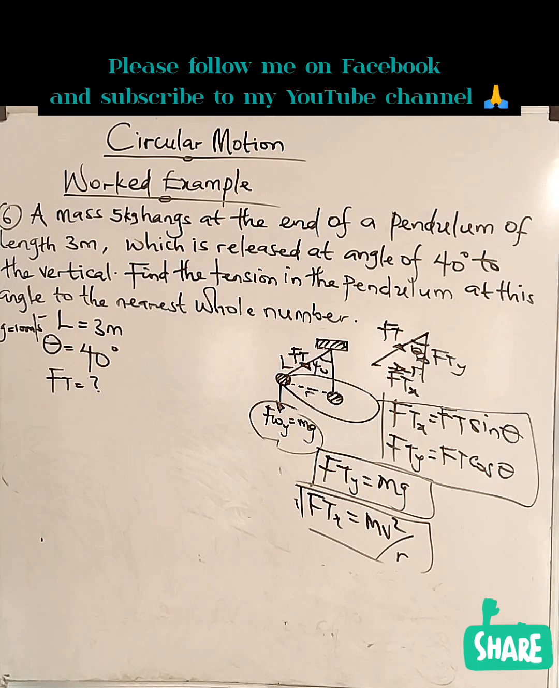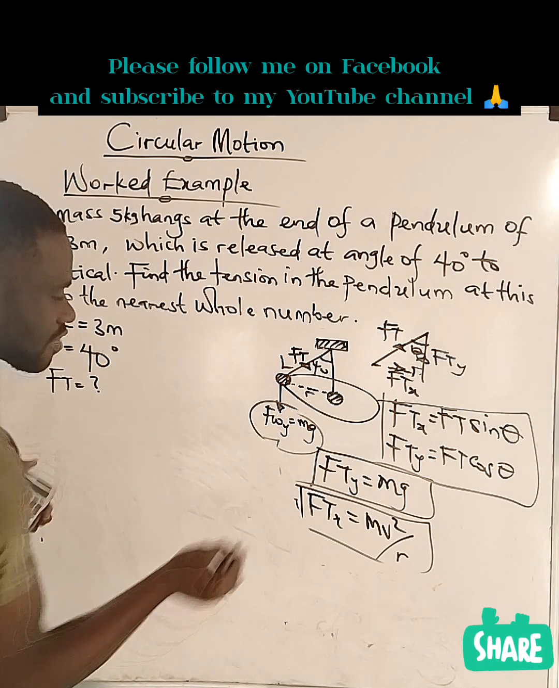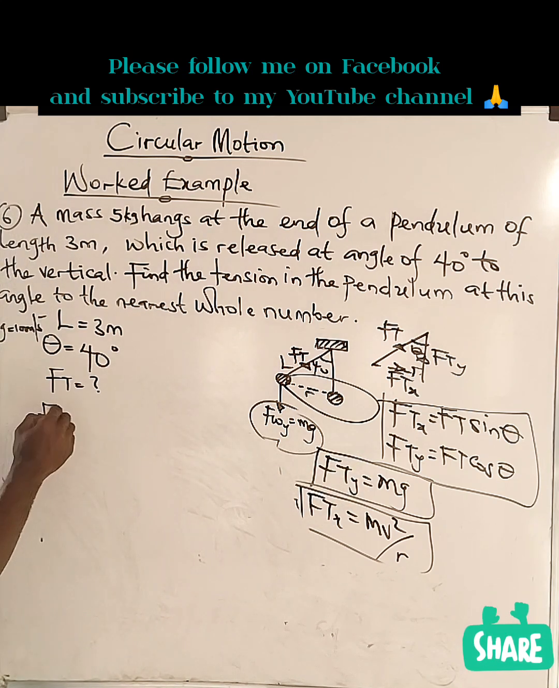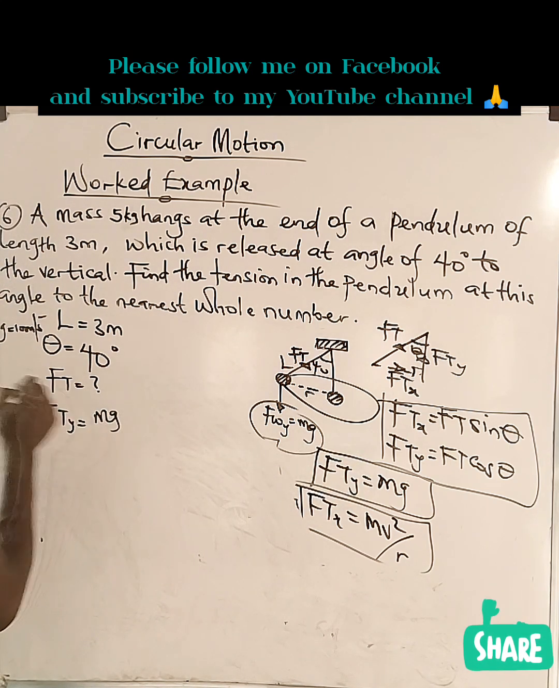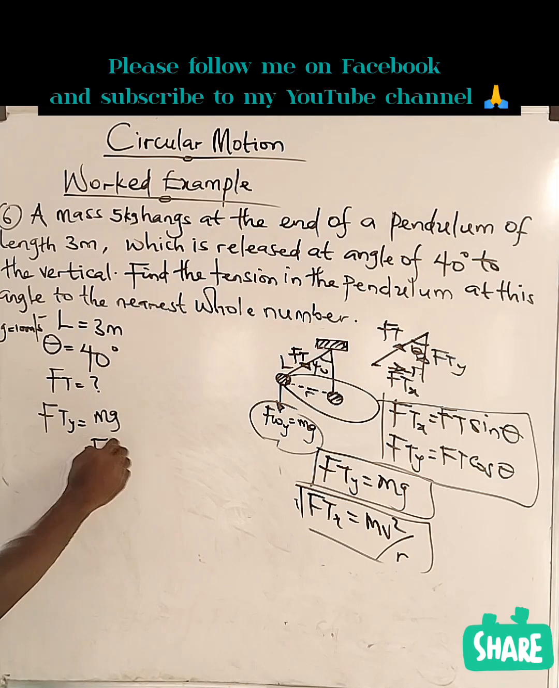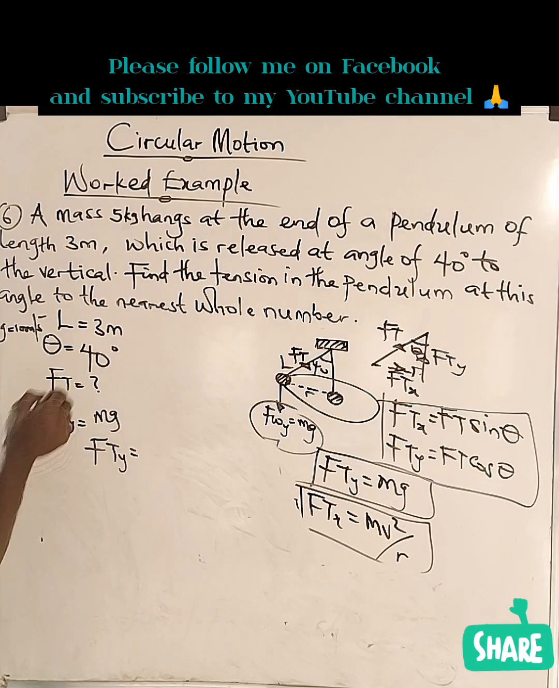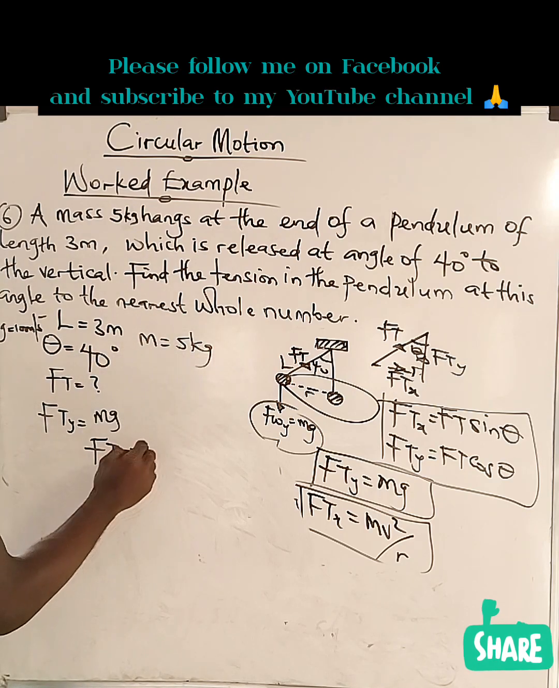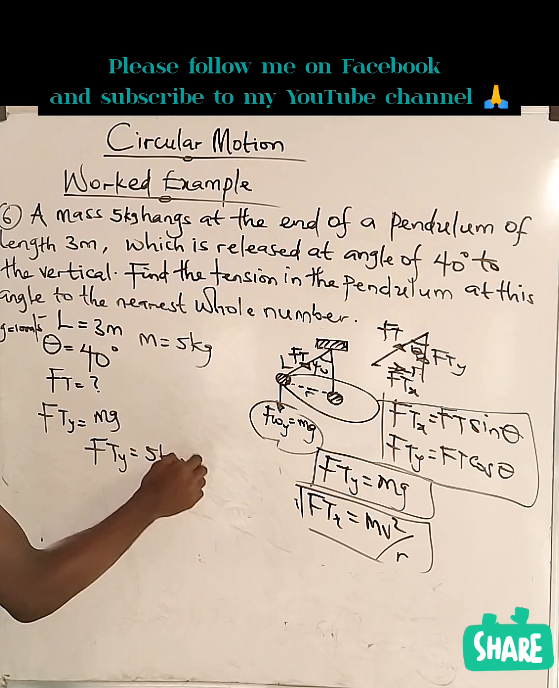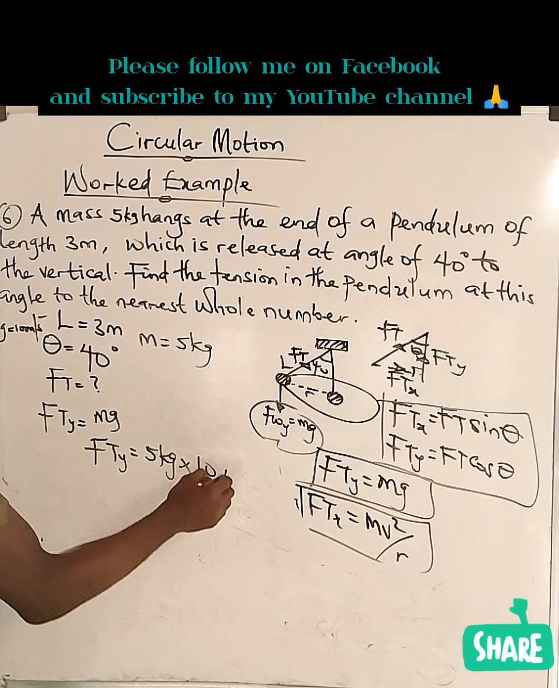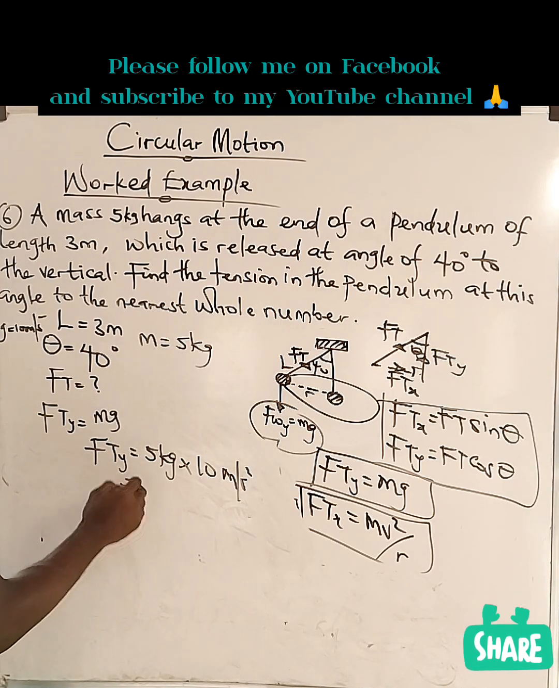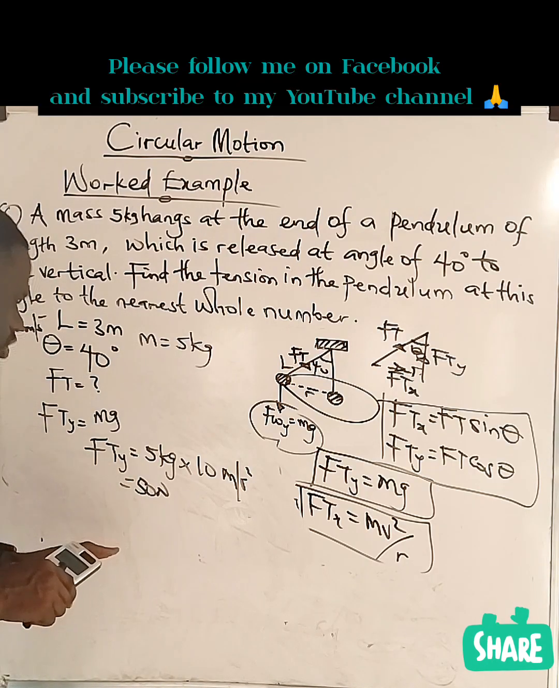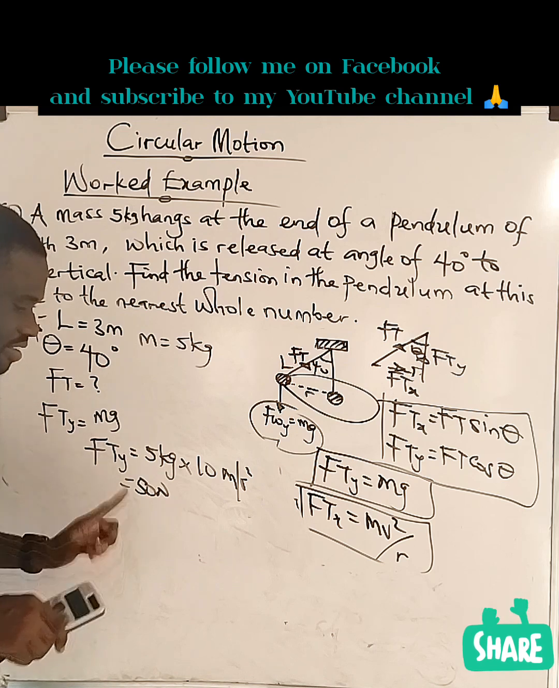So how do we do this? This is how we do it. As you can see, force of tension along the y-axis is mass times gravity. What's the mass? The mass you're talking about there is 5 kg. So 5 kg times gravity, which is 10 meter per second squared, is 50 Newton. That's a beautiful one. So the force of tension along the y-axis is 50 Newton.